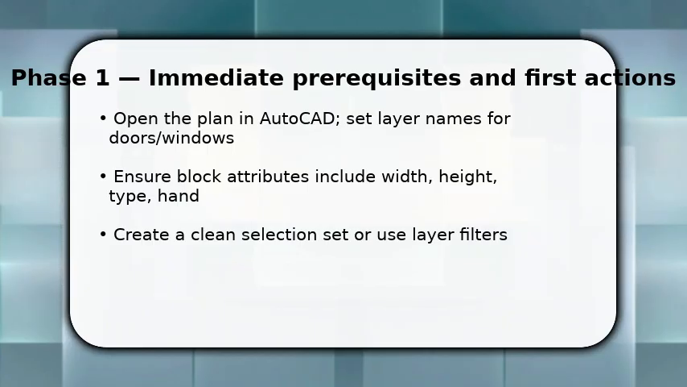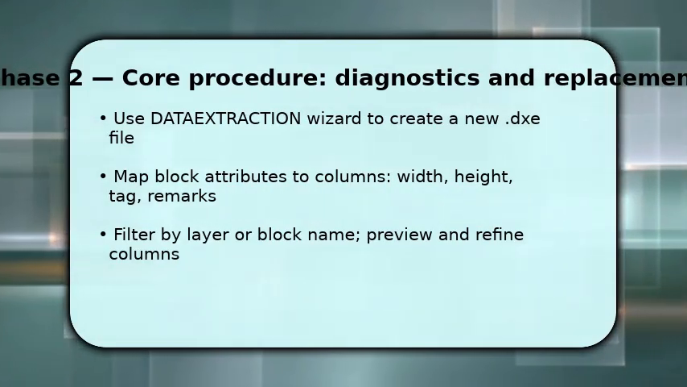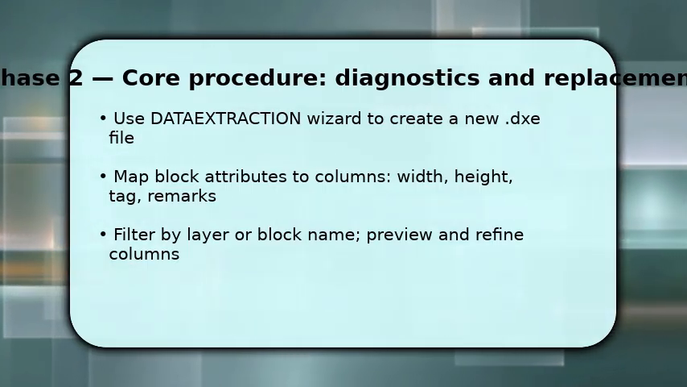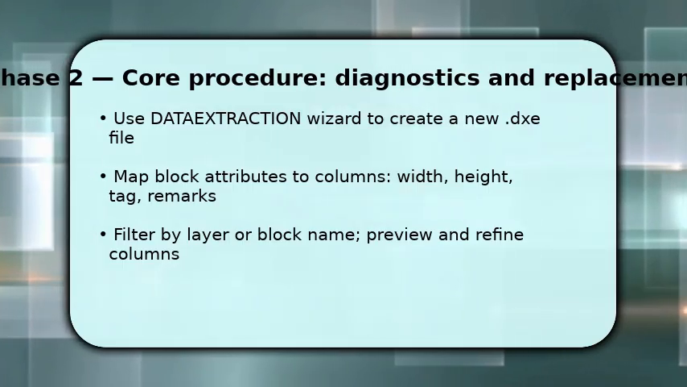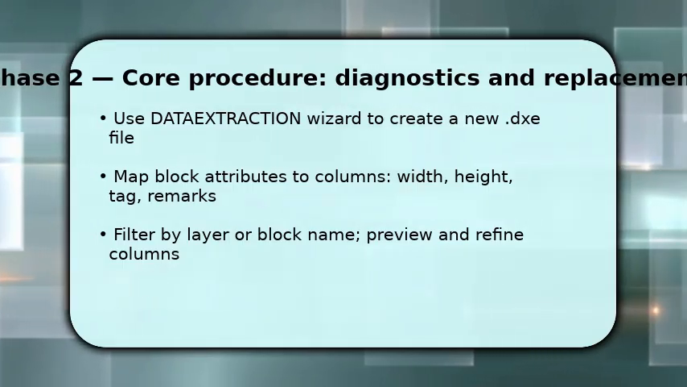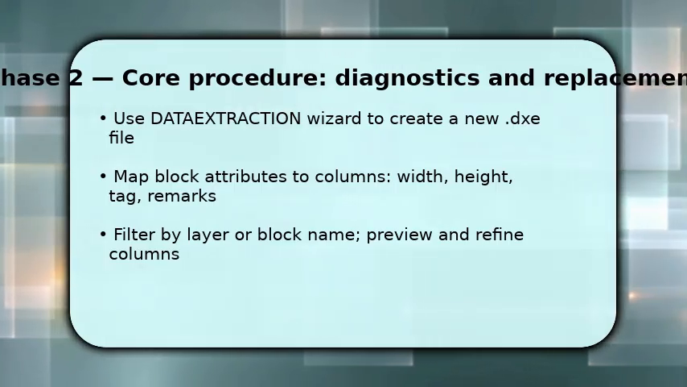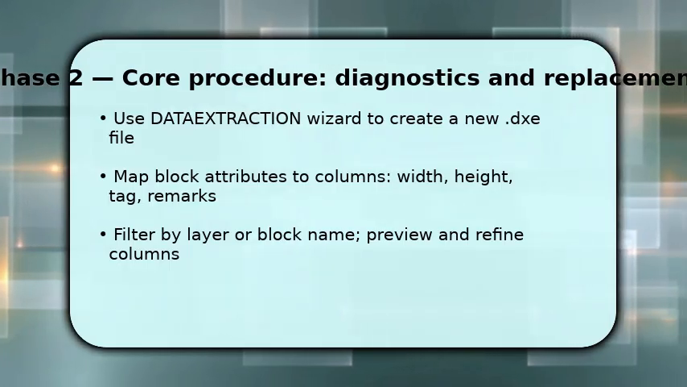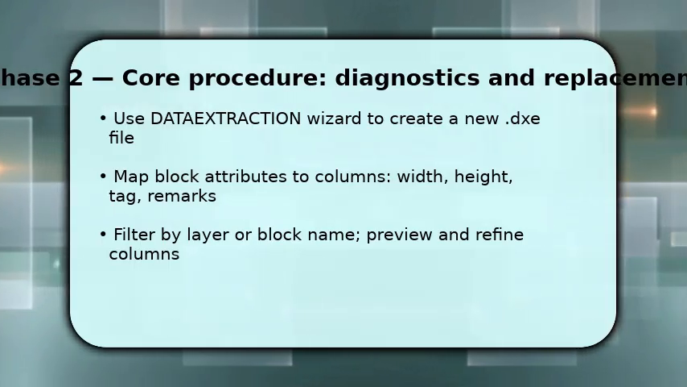You then extract the block attributes into a schedule using the data extraction wizard. Start a new extraction, select the drawing, and choose your selection set or layers. Map each block attribute to a column: width, height, tag, and any remarks. Once done, preview the table, adjust column order and format units so numbers read consistently. Make sure to filter out non-relevant blocks and rename columns for clarity. This is where accuracy in attribute naming really pays off.